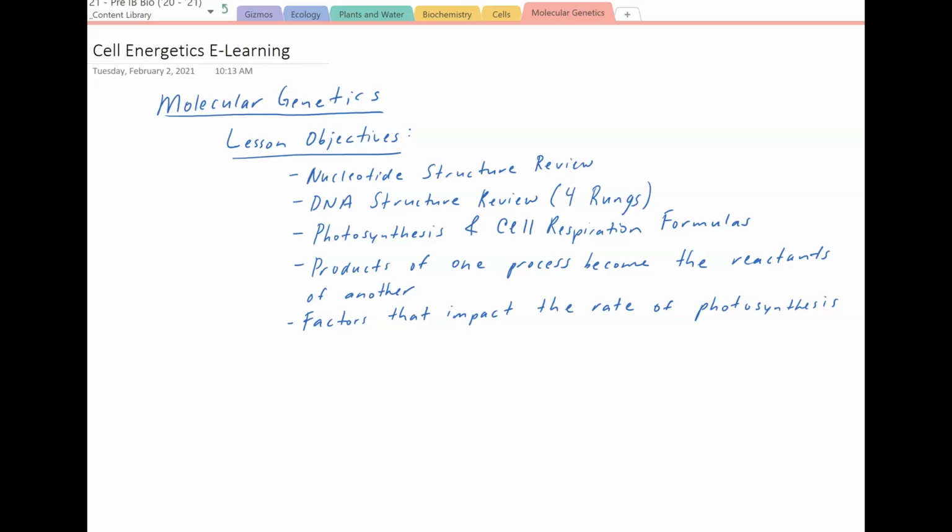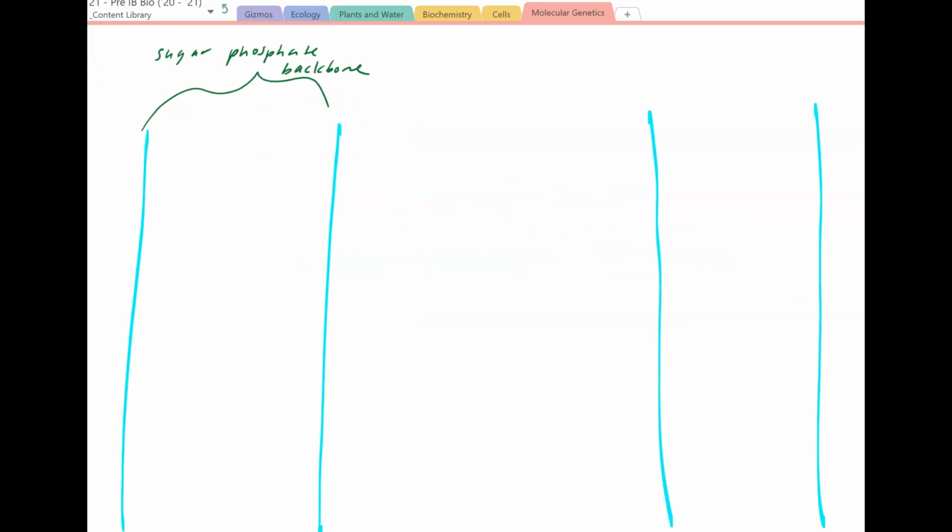So make sure you have these lesson objectives down, and then we'll start into our nucleotide structure. All right, so first of all, we're going to take a look at the structure of a nucleotide, but I want to review and make sure that you understand that when we talk about a nucleotide, we're talking about the building block of a nucleic acid. We're talking about the building block of DNA. Okay, so each DNA molecule is going to have 2 sides to it, like the sides of a ladder, and those sides are going to be what we call the sugar phosphate backbone.